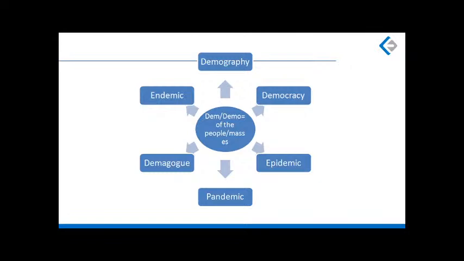The answer is because it is the people who elect the leaders. The leaders might think that they are powerful, but the fact is the real power lies with the people. That is why democracy is rule of the people. The suffix "cracy" means rule. You have democracy, rule of the people.